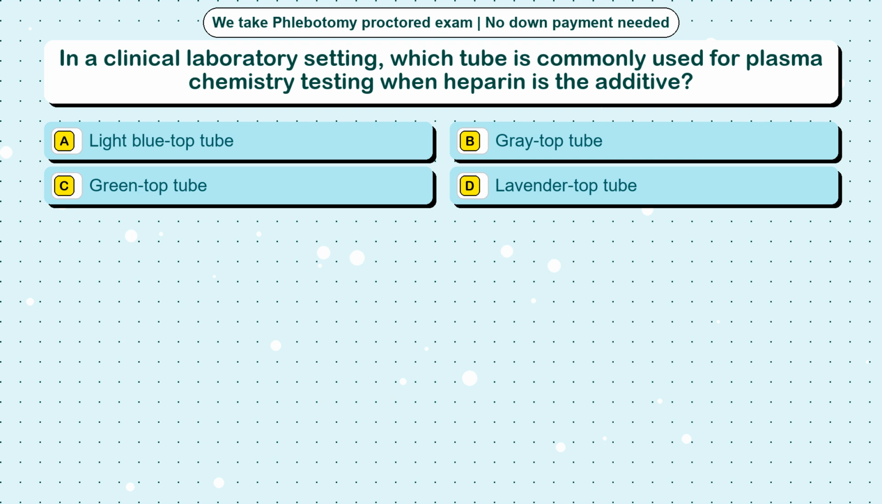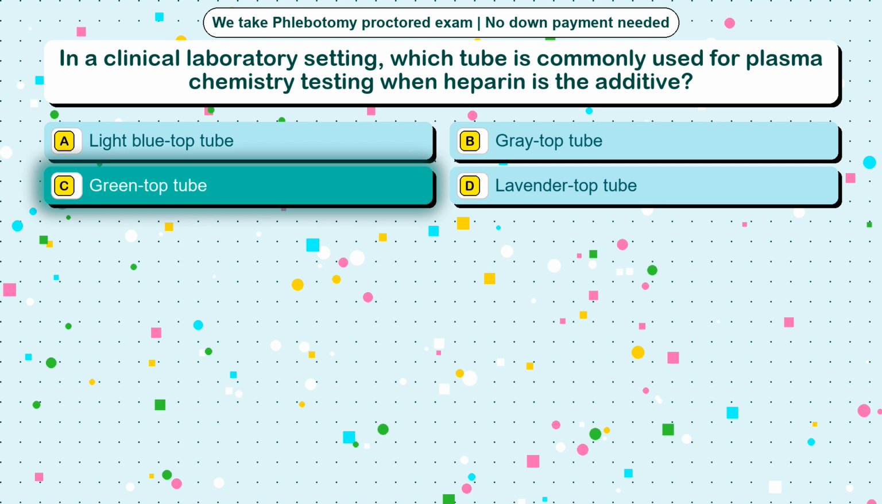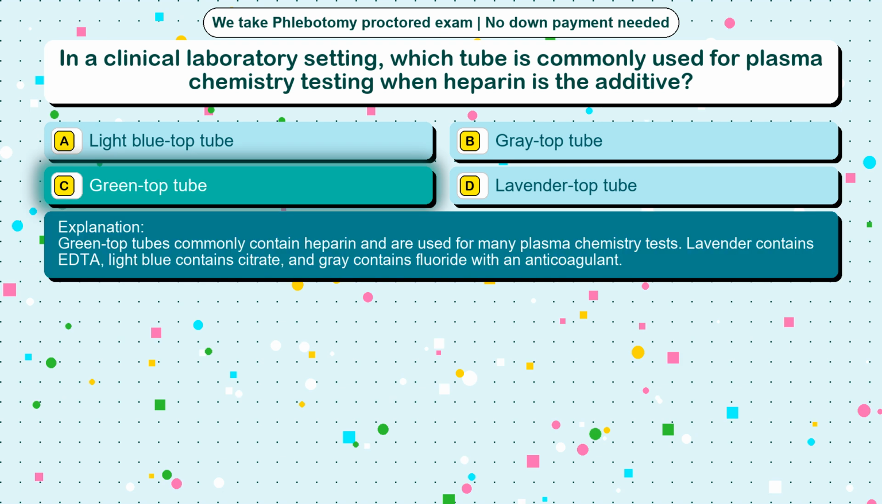Question 22. In a clinical laboratory setting, which tube is commonly used for plasma chemistry testing when heparin is the additive? Option A, light blue top tube. Option B, gray top tube. Option C, green top tube. Option D, lavender top tube. The correct answer is option C, green top tube. Green top tubes commonly contain heparin and are used for many plasma chemistry tests. Lavender contains EDTA, light blue contains citrate, and gray contains fluoride with an anticoagulant.